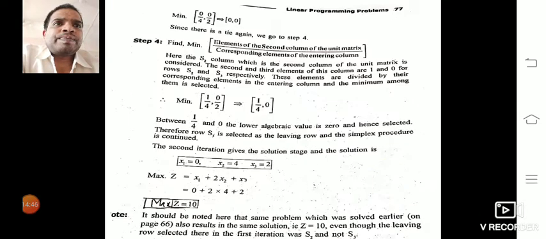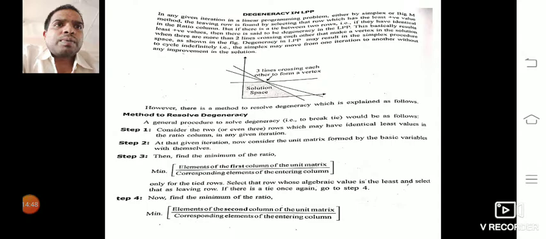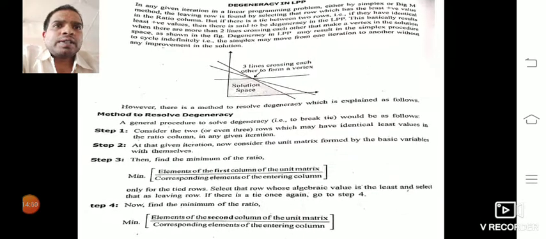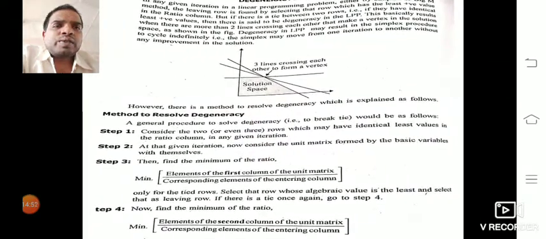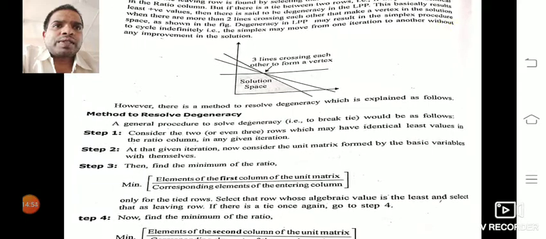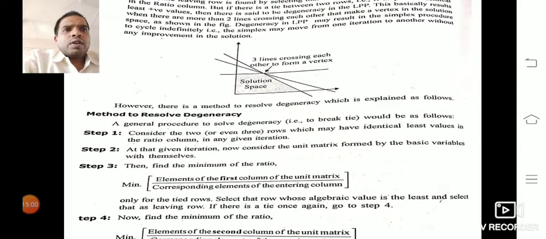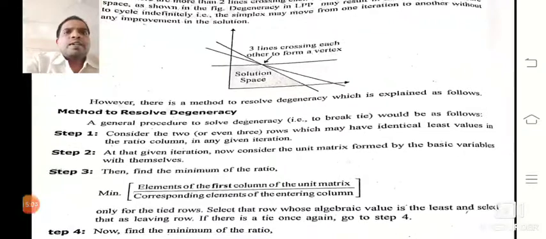Okay, now go for the degeneracy problems. For degeneracy, we need to follow these steps. Step 1: consider the rows which may have identical least values in the ratio column in any given iteration. Step 2: at the given iteration, consider the unit matrix formed by the basic variables with themselves.